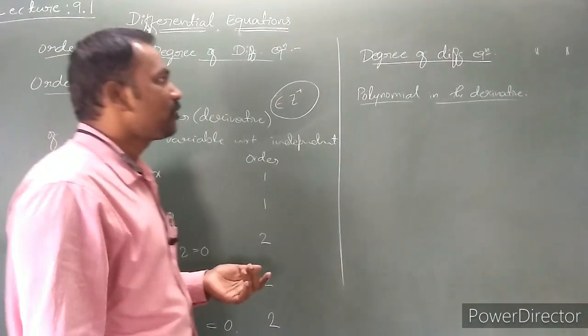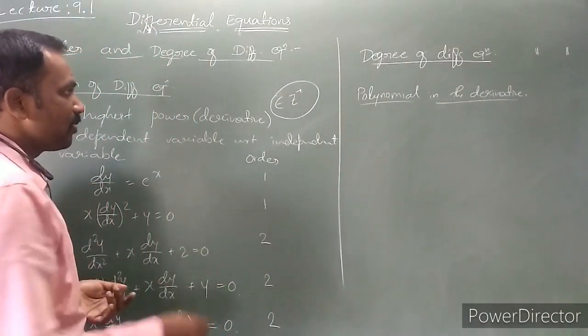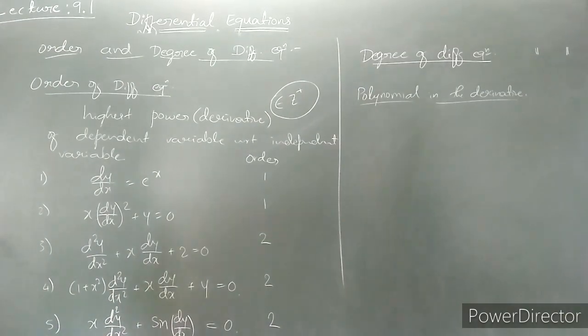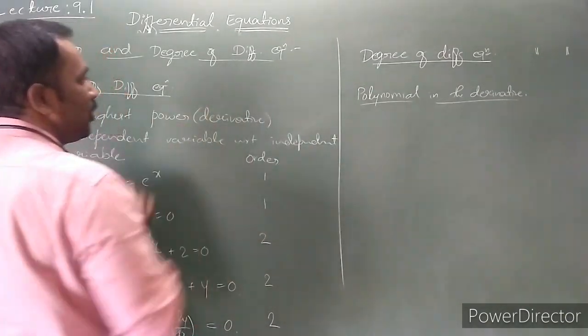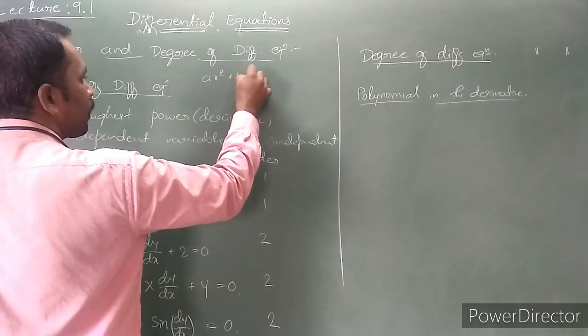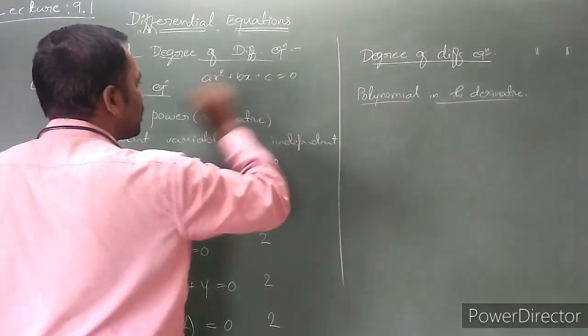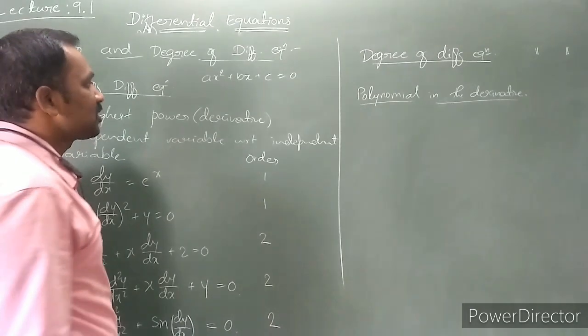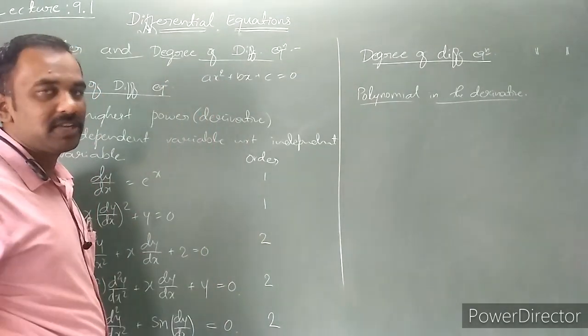What is a polynomial equation? A polynomial equation is something we are already familiar with. For example, we can say ax square plus bx plus c is equal to 0. What is the variable here? x is the variable. This is said to be a polynomial equation.